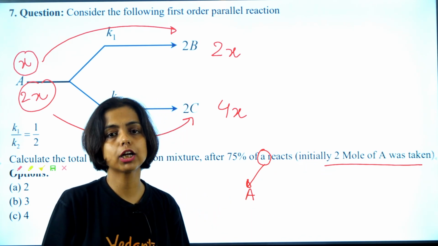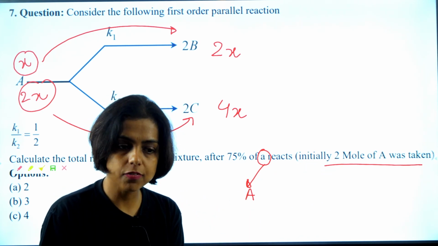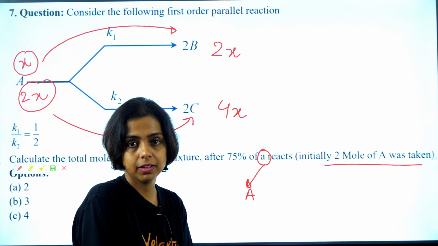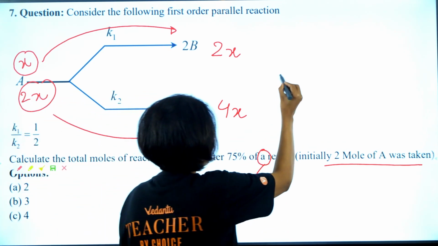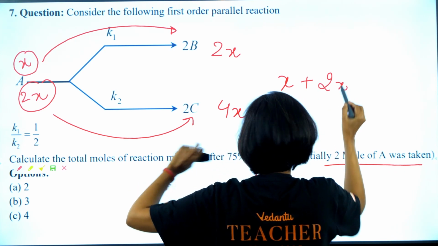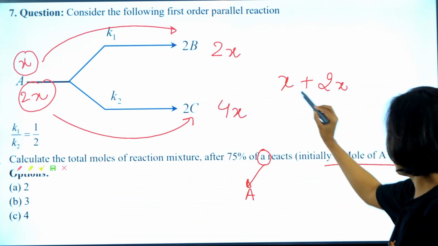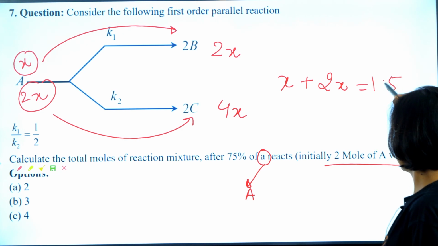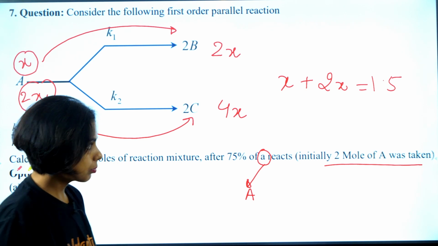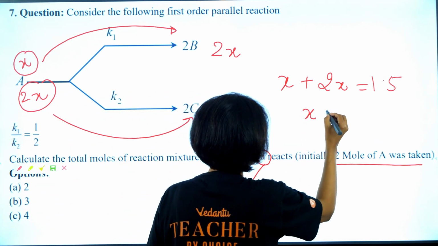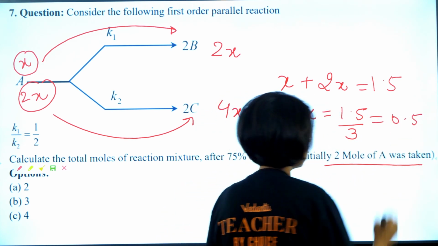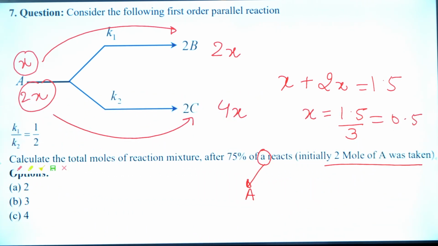Initially we have taken 2 moles of A. So we start with 2 moles of A, 75% reacted. That means 1.5 moles of A reacted. So I can say X, the moles of A reacted to become B, and 2X, the moles of A reacted to become C. X plus 2X has to be 1.5, because 75% of the reaction happened. So from here I can calculate the value of X. I got the value of X.